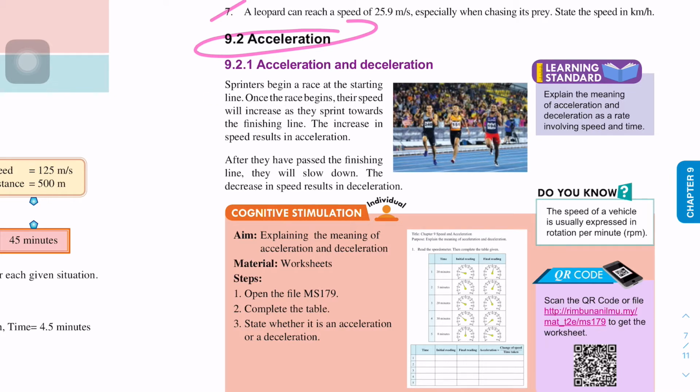So let's look over here. Sprinters begin a race at the starting line. Once the race begins, their speed will increase as they sprint towards the finishing line. The increase in speed results in acceleration. After they have passed the finishing line, they will slow down. The decrease in speed results in deceleration. Boleh faham?